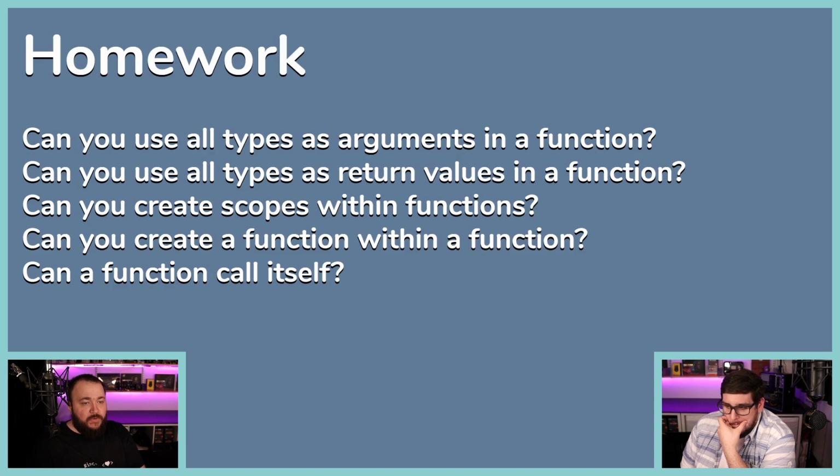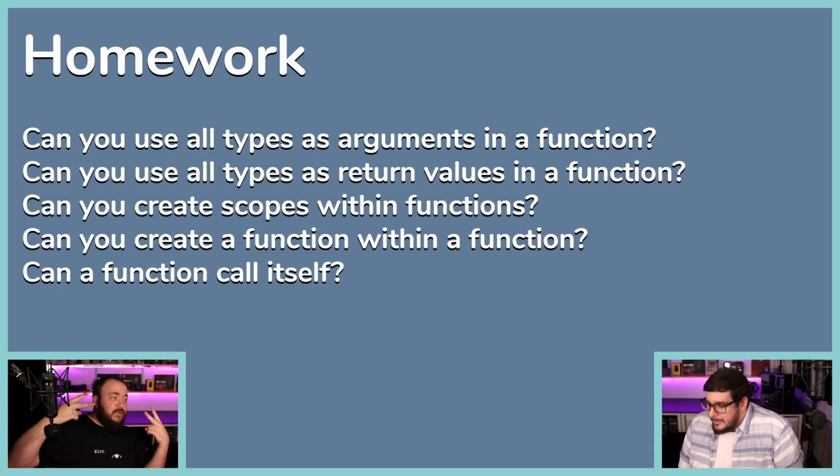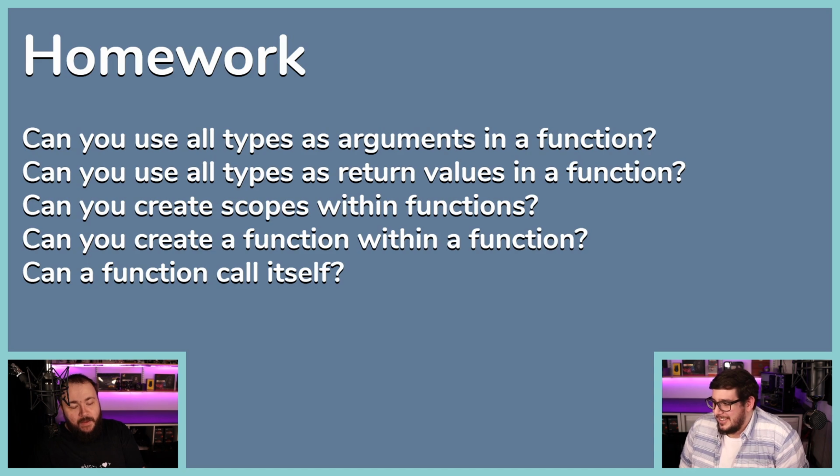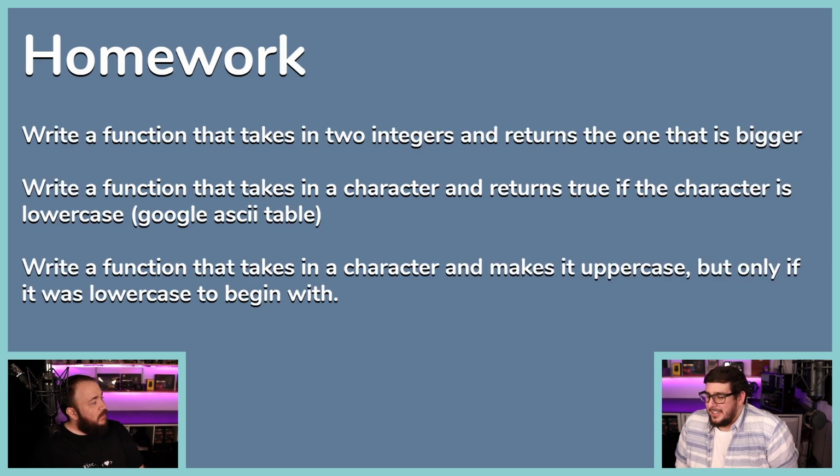So these are the ones to play around with. And here's the more homework. There's 3, and they're increasing in difficulty. The first one is: write a function that takes in 2 integers and returns the one that is bigger. You can call them A and B or whatever, and the return is the one integer that is bigger than the other. If A is bigger than B, you return A. If B is bigger than A, you return B.